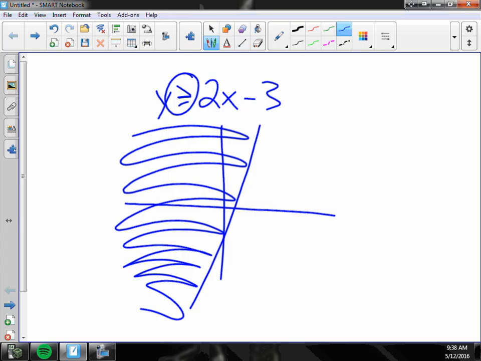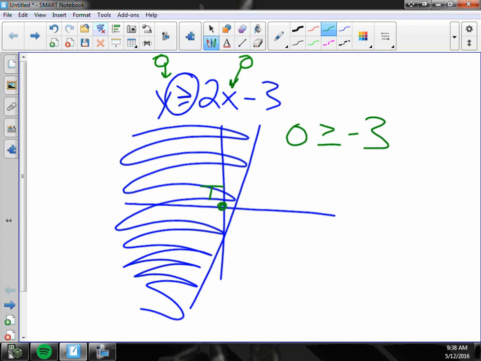So in this case, I pick 0, 0. I put a 0 in there. I put a 0 in there. Is 0 greater than or equal to negative 3? Yes or no? Yes. So 0, 0 is true, which means every other point on that side of the line is also true.